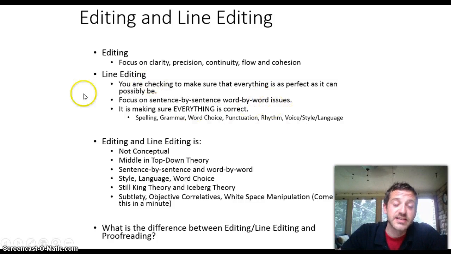So with line editing, this is when you should be reading aloud. Whenever you read your piece aloud, it's going to help you hear awkwardness, wordiness, awkward phrasing, repetition. All these things are going to sound strange to your ear when you read it aloud. So that's why reading aloud is a very good thing to do.